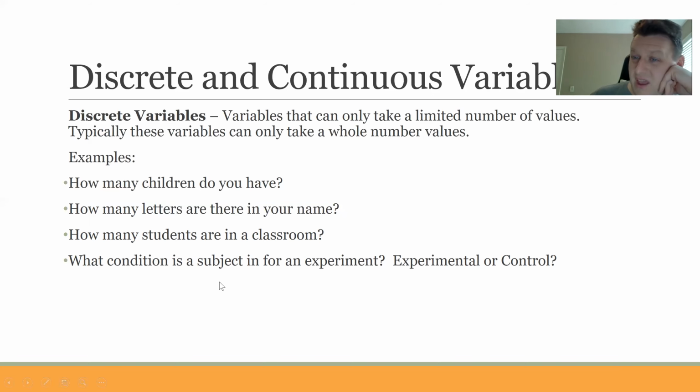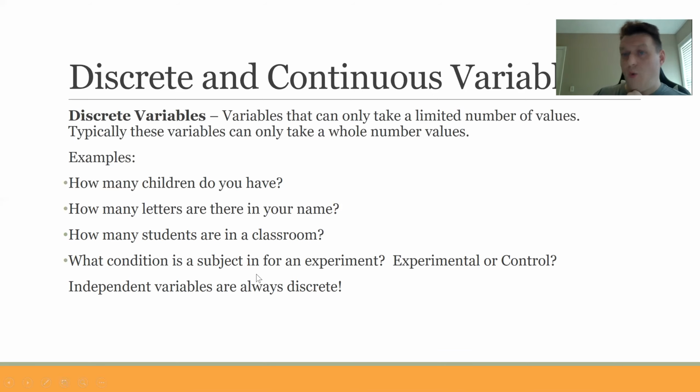All right, so this is a discrete variable. Discrete, there's only a limited number of values that the variable can take on. An independent variable for a study is always going to be discrete. Okay, it's always going to be discrete. The independent variable can only take on a certain number of values because you can't run infinite numbers of experimental conditions.